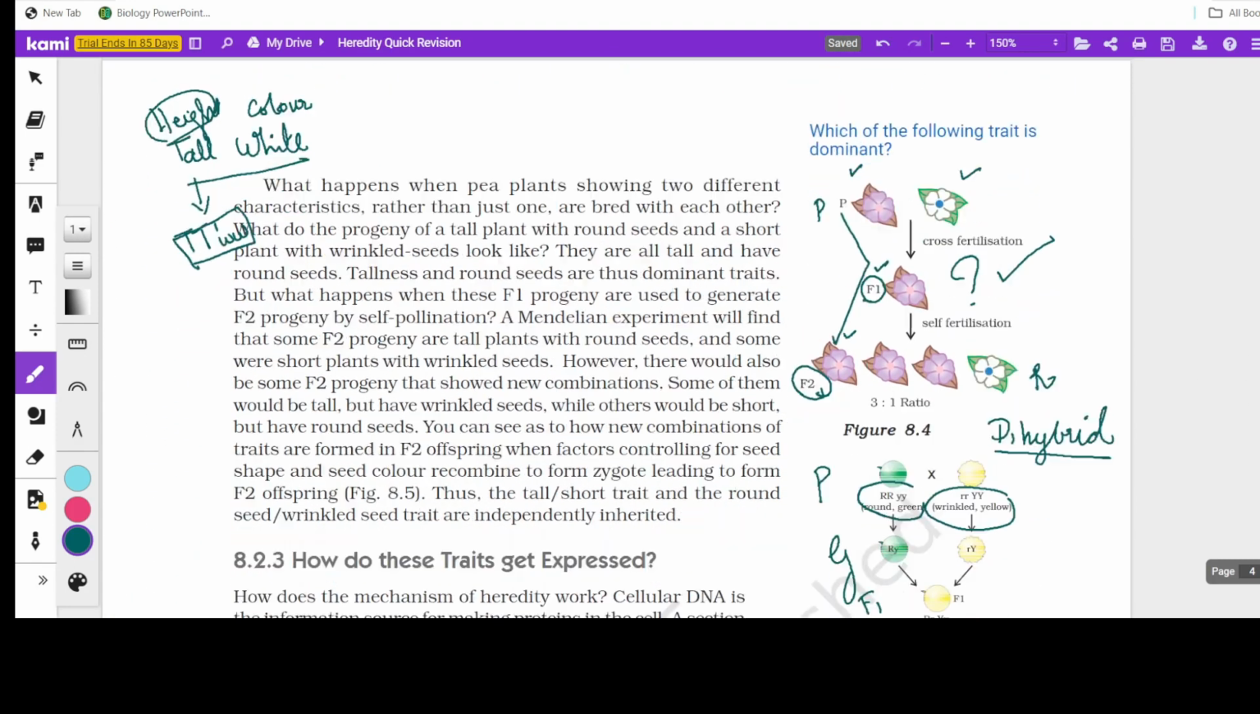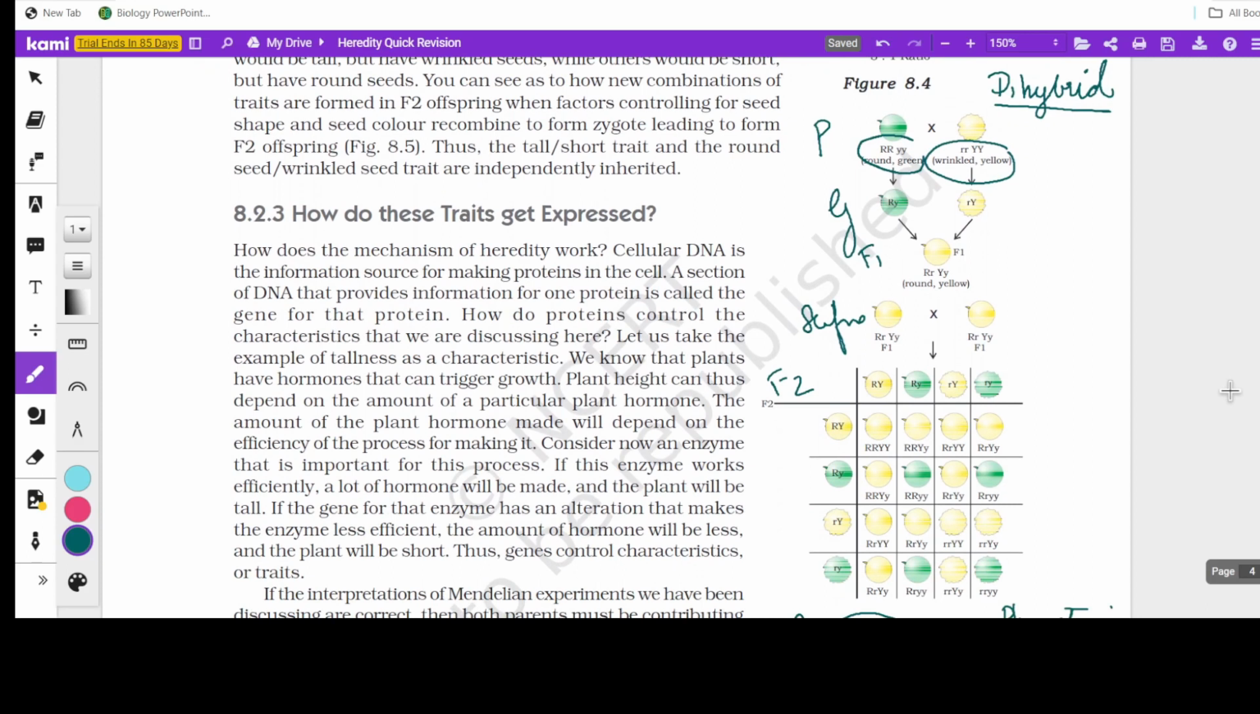Look at the dihybrid graph. Here four alphabets, R, R and Y, Y. During gamete formation we pick only two from this. How do we pick? This is a set of combination and this is a set of combination, right? We pick like this: R with Y, R with Y, and small r with this Y and small r with this Y. So that's how we pick.